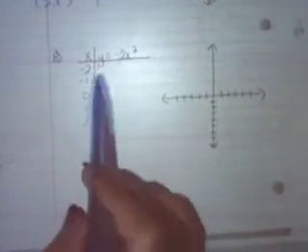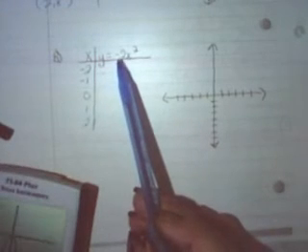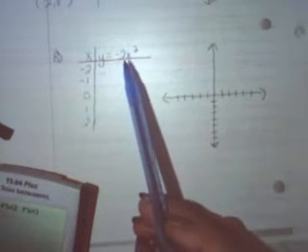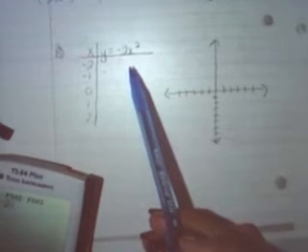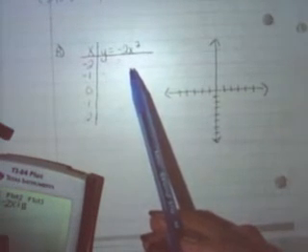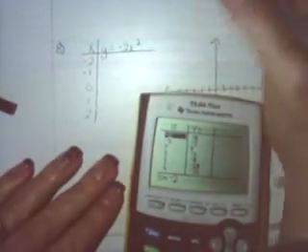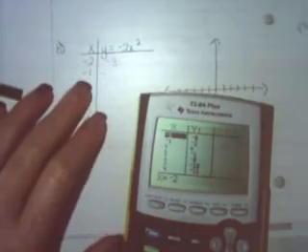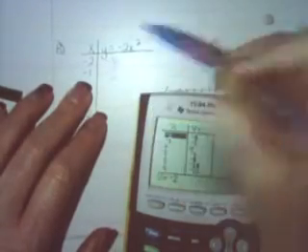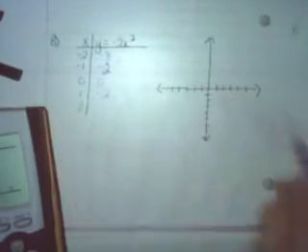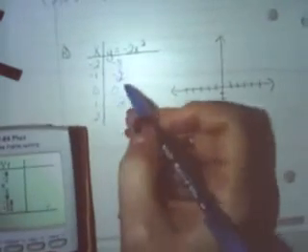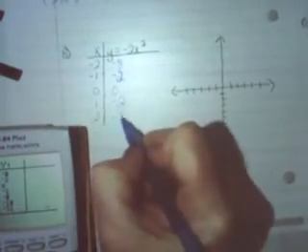Okay. B, let's graph it, but this time let's use our calculator to bring up the table. So you would put in y equals negative 2 x squared. Bring up your table, second graph. When x is negative 2, y is negative 8. X is negative 1, y is negative 2. When x is 0, y is 0. When x is 1, y is negative 2. And when x is 2, y is negative 8.